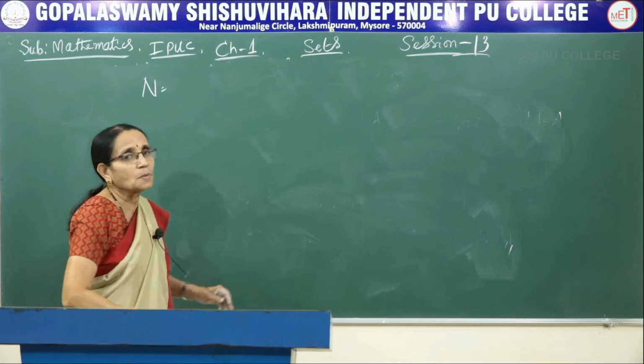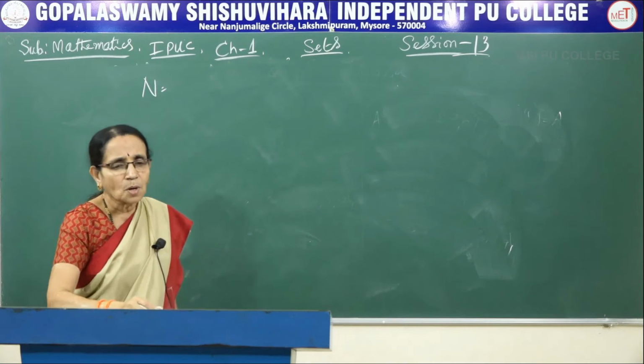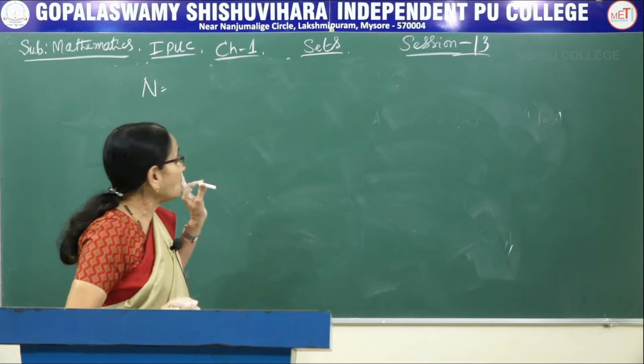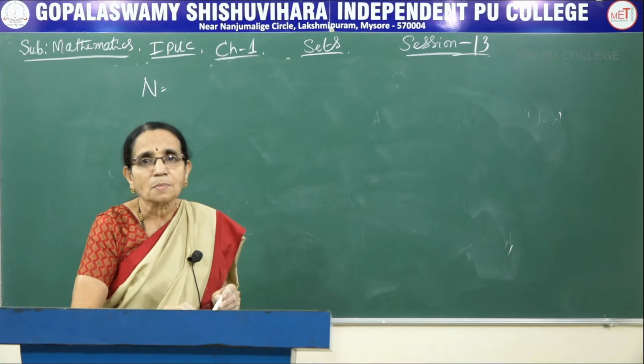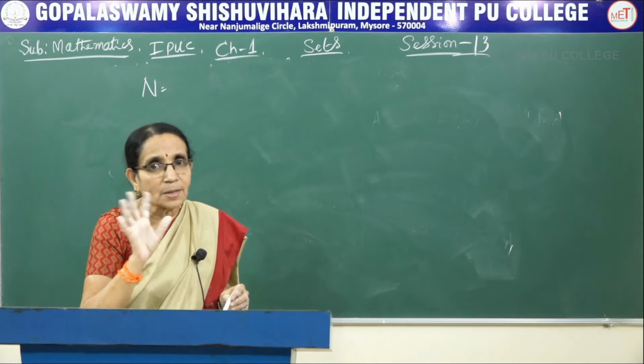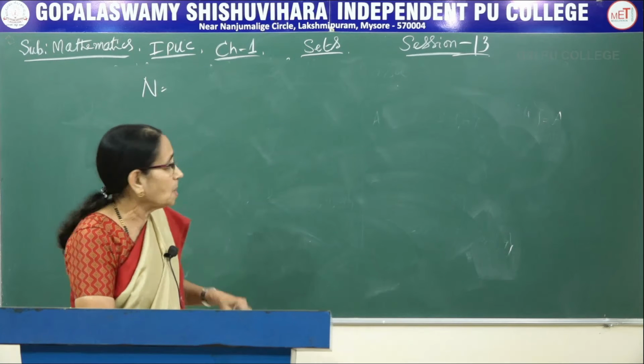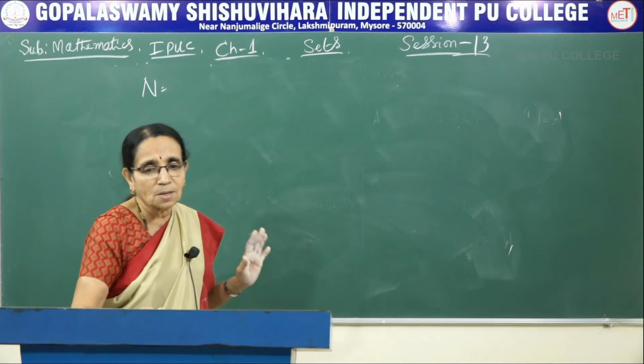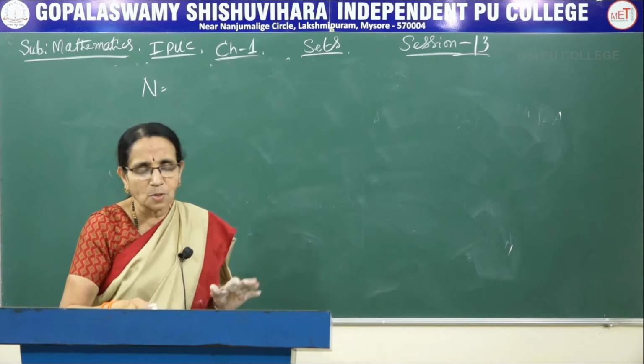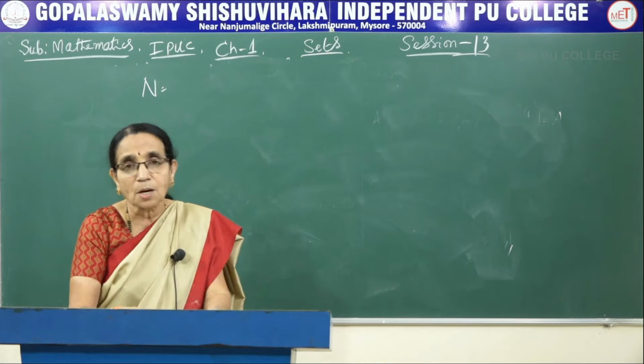N to be the universal set. Now, what does N stand for? It is the set of the natural numbers 1, 2, 3, 4, 5, 6, 7, 8, etc. N is the universal set for the problems which I am going to work out now.